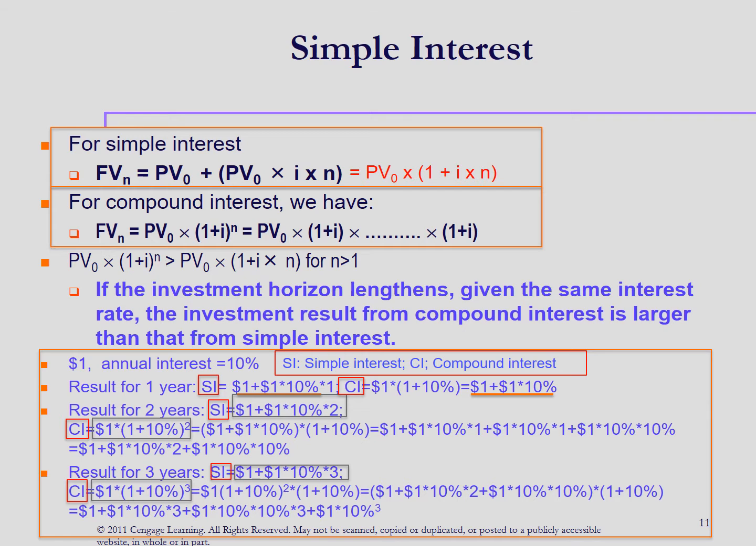If the investment horizon is for 2 years, we see that the investment result from the compound interest is larger than the investment result from the simple interest by this amount. If the investment horizon is for 3 years, then the investment result from the compound interest is larger than the investment result from the simple interest by this amount.